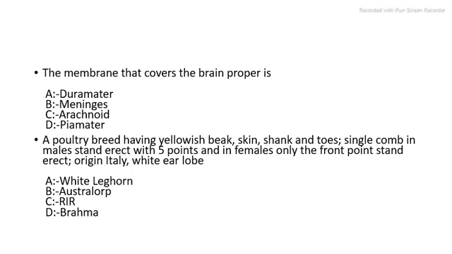So next question. A poultry breed having yellowish beak, skin, shank and toes, single comb, males stand erect with 5 points and in females only the front points stand erect. Origin Italy, white ear lobe. Which is the poultry breed having the following characteristics? Option A white leghorn, option B australorp, option C RIR, option D Brahma. So the correct answer is option A white leghorn.